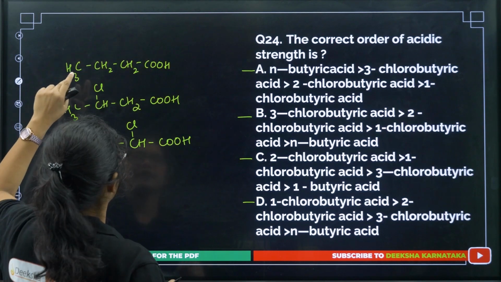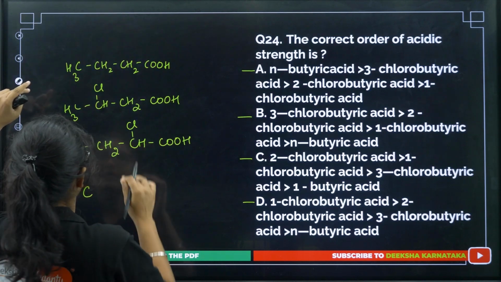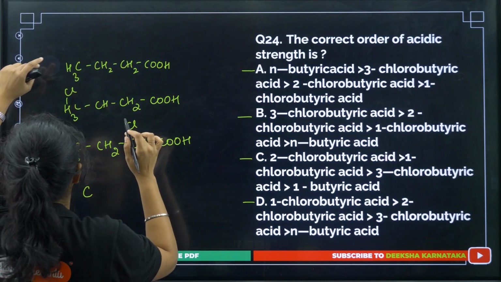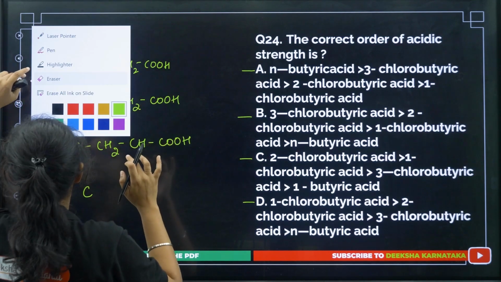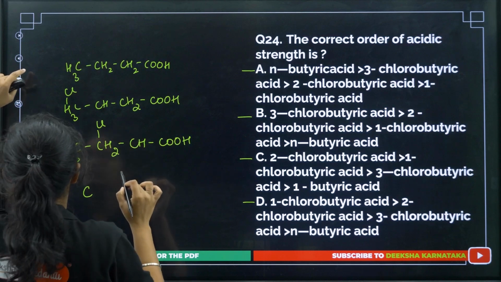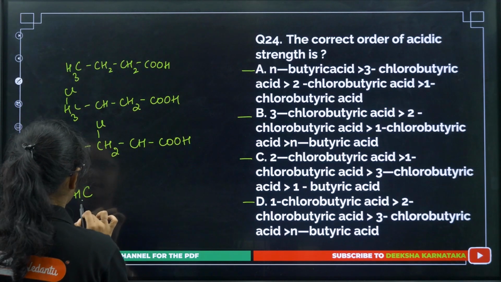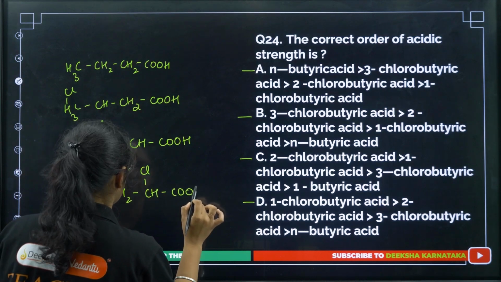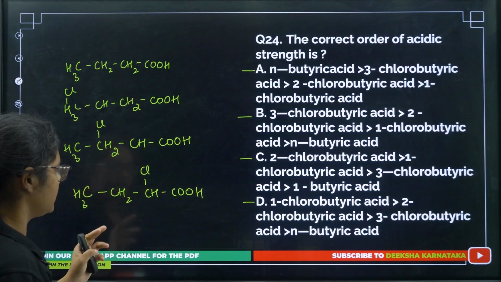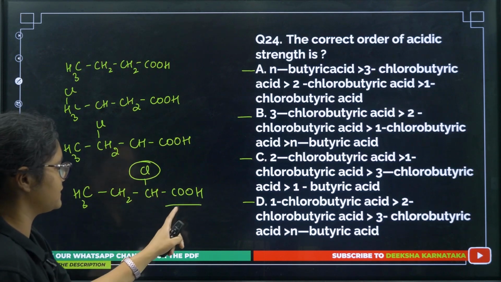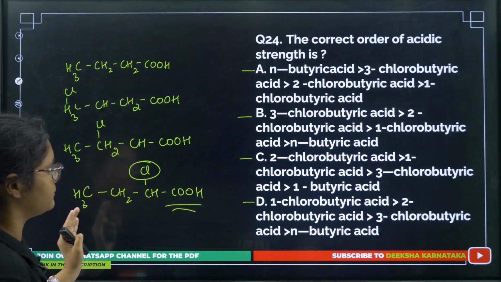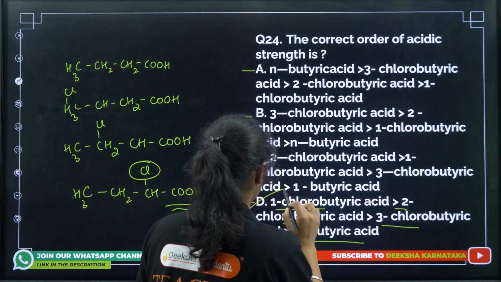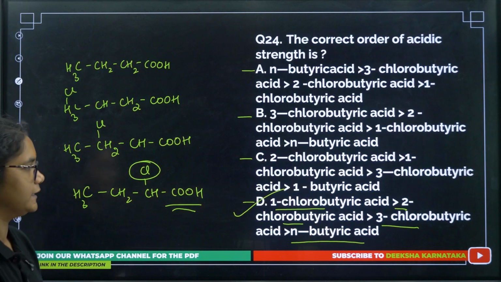So the first one is N-butyric acid, then you have 3-chloro-butyric acid, then here 2-chloro, and then you have 1-chloro, so you will get CH3CH2CHClCOOH. The common name is written, right? So now if you see here, this one is the nearest, it will stabilize better. So 1-chloro-butyric acid will be the most acidic one, then 2-chloro, then 3-chloro, and then N-butyric acid. So the correct answer is option number D here.